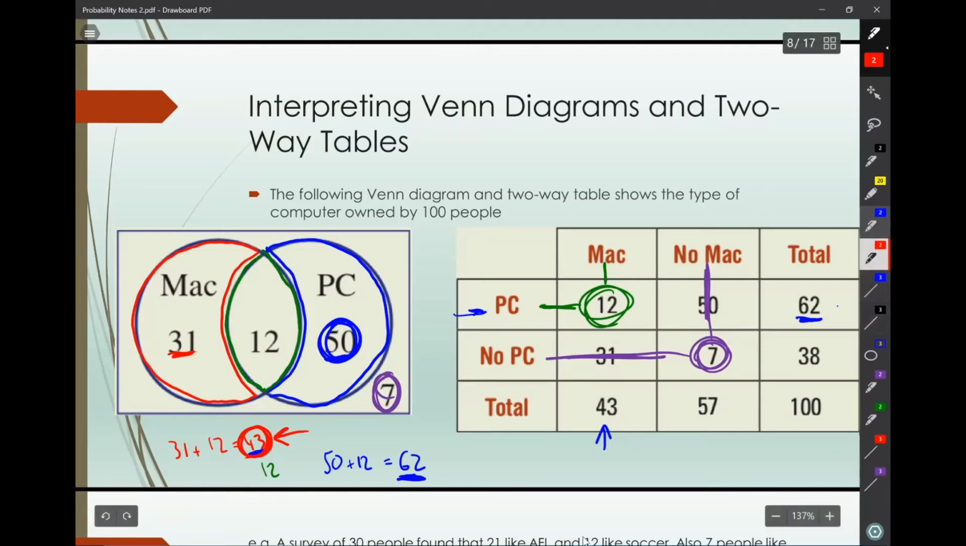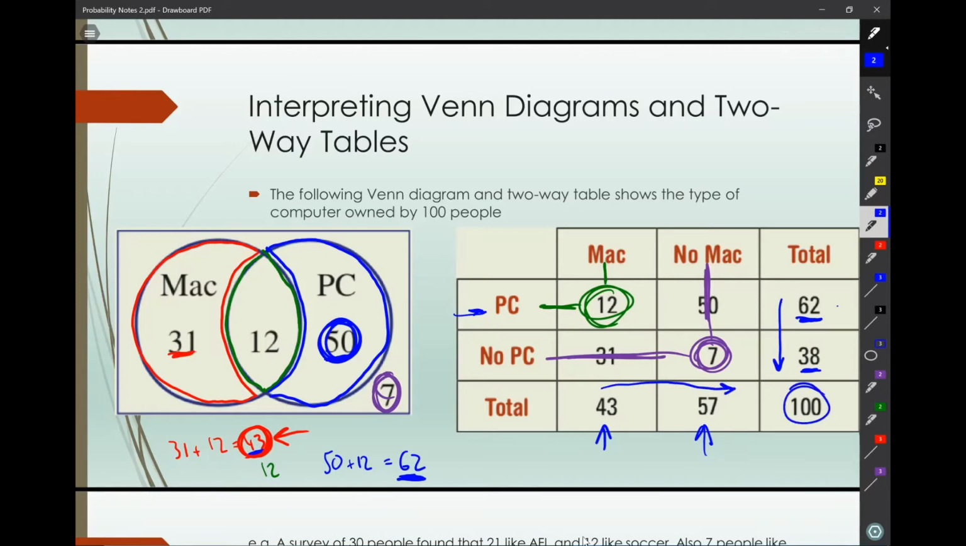At the bottom of the no Mac column, we have the number of people that don't own a Mac. And here we have the number of people that don't own a PC. And this last cell here is what we get for adding up these two numbers and adding up these two numbers. This cell is a good way to check that you've filled out your two-way table correctly, because the sum of these two numbers and the sum of these two numbers should be the same, which it is in this case.